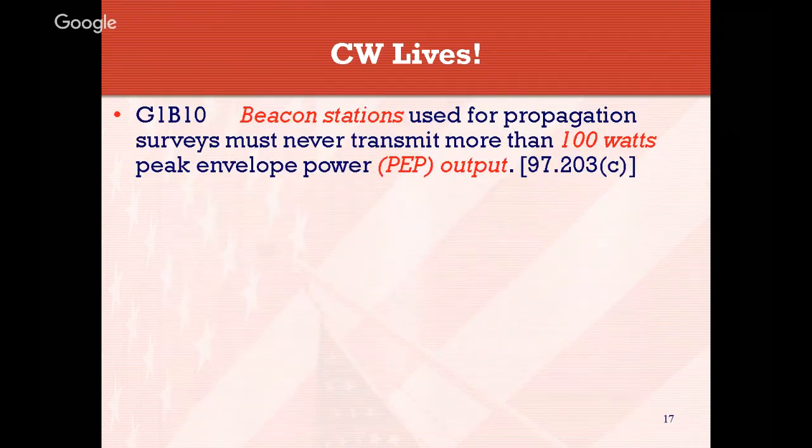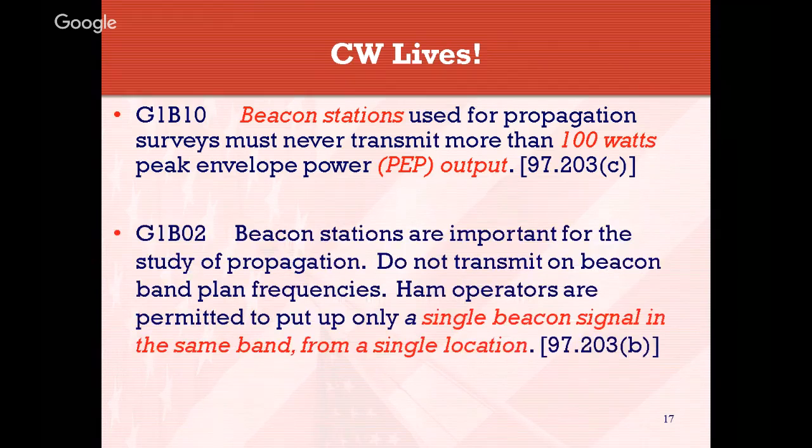Again, beacon stations are used for propagation surveys and must never transmit more than 100 watts peak envelope power, or PEP, output. They do not run the full 1500 watts. Beacon stations are important for the study of propagation. Ham operators are permitted to put up only a single beacon signal in the same band from a single location.